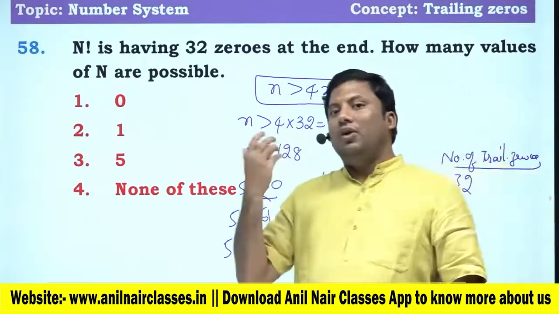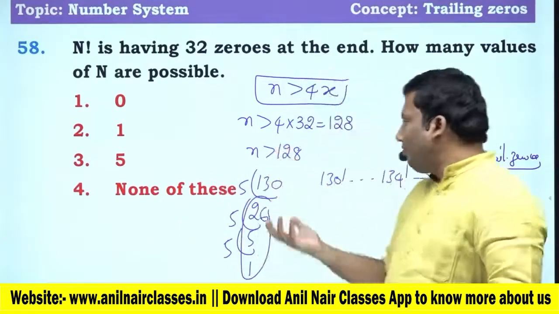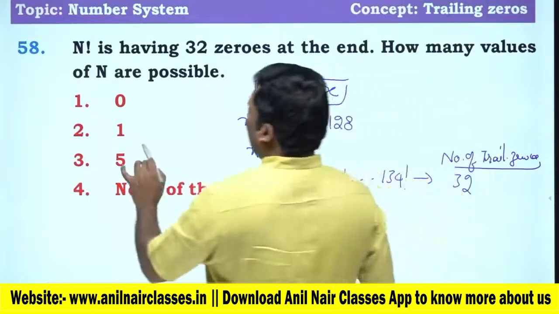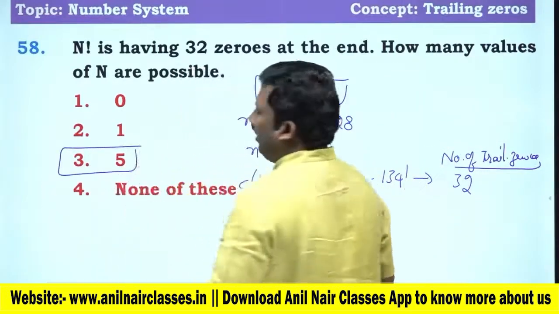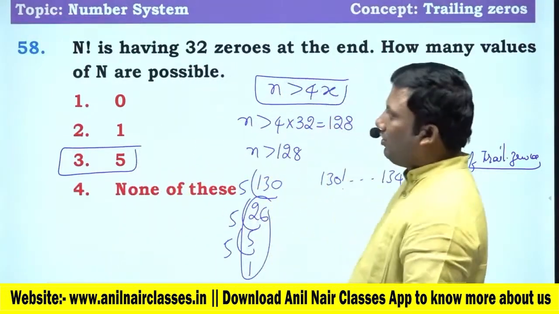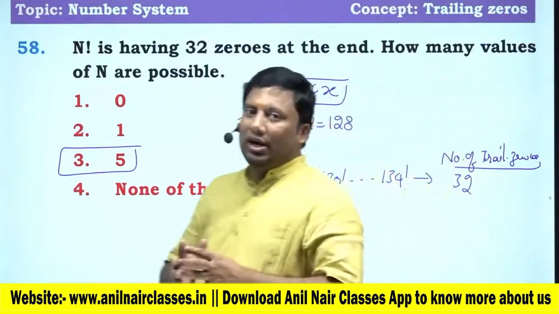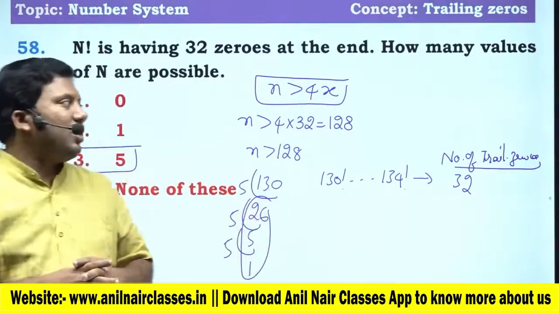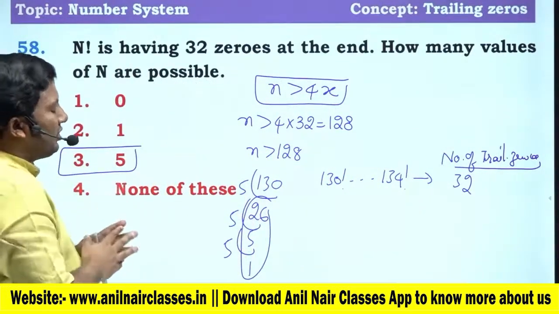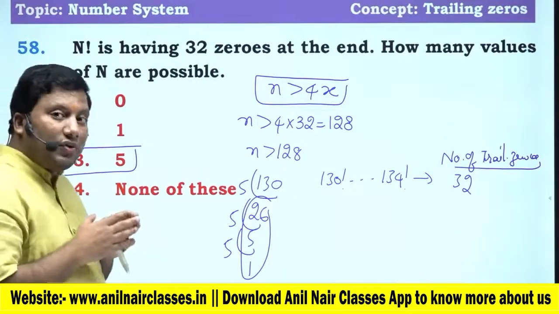How many values can n take? 130 factorial, 131 factorial, 132 till 134. The answer for this question will be 5. If N factorial ends with x zeros, N is greater than 4x. N is greater than 128.